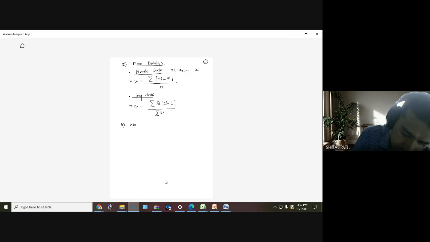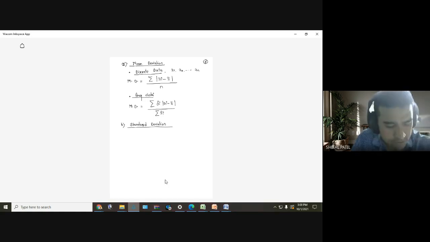Okay. Now write down. B part. Standard deviation. We'll solve few examples of this type. Not so much important. Since the concept of deviation is developed through the mean deviation, but nowadays nowhere the mean deviation is used. Everywhere standard deviation is used. Why? We'll understand.